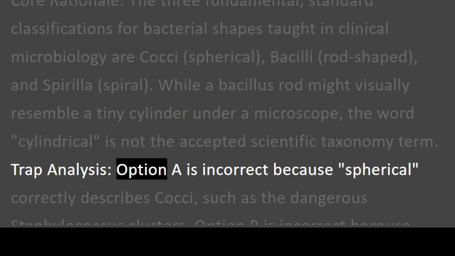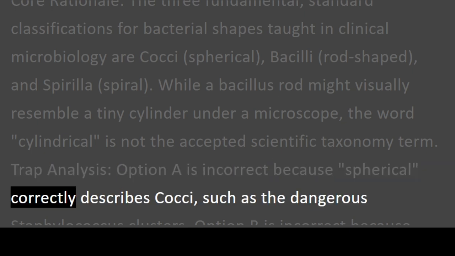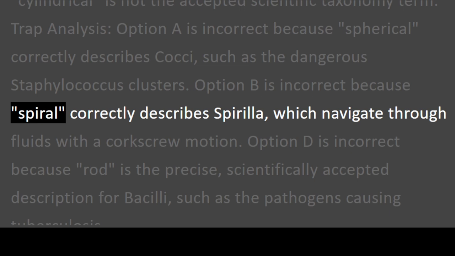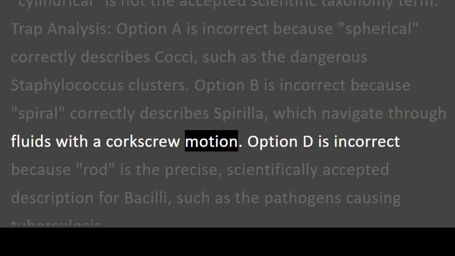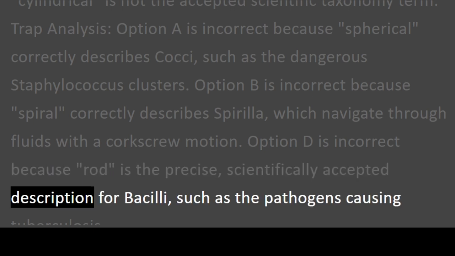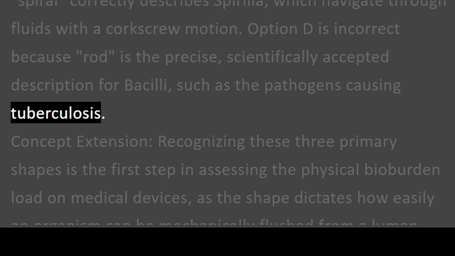Trap analysis. Option A is incorrect because spherical correctly describes cocci, such as the dangerous Staphylococcus clusters. Option B is incorrect because spiral correctly describes spirilla, which navigate through fluids with a corkscrew motion. Option D is incorrect because rod is the precise, scientifically accepted description for bacilli, such as the pathogens causing tuberculosis.